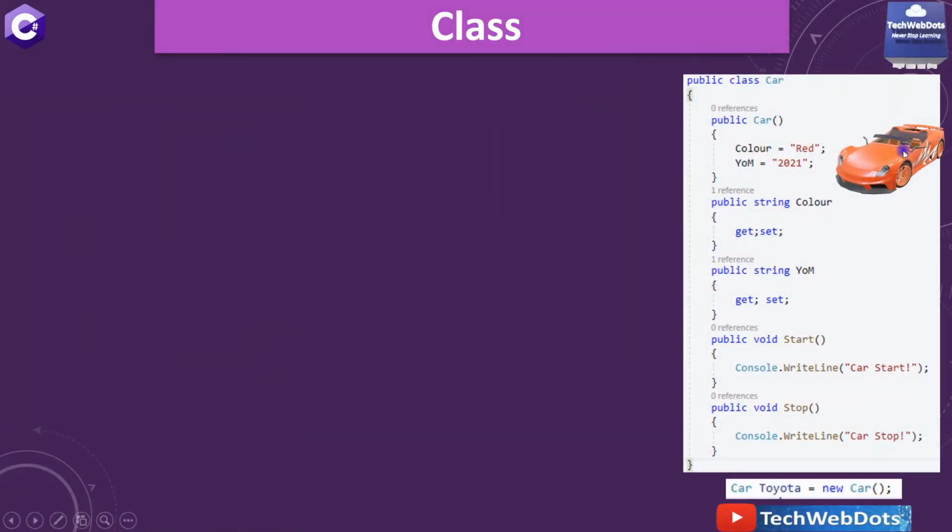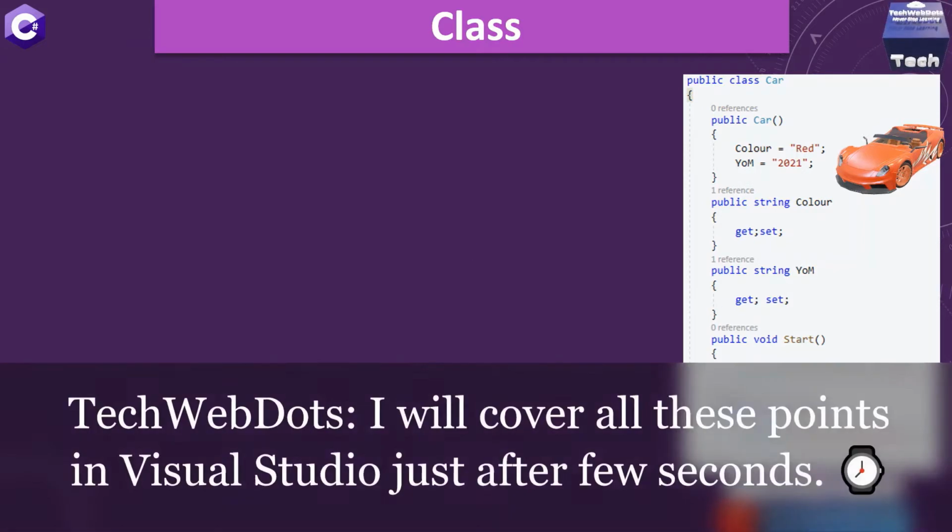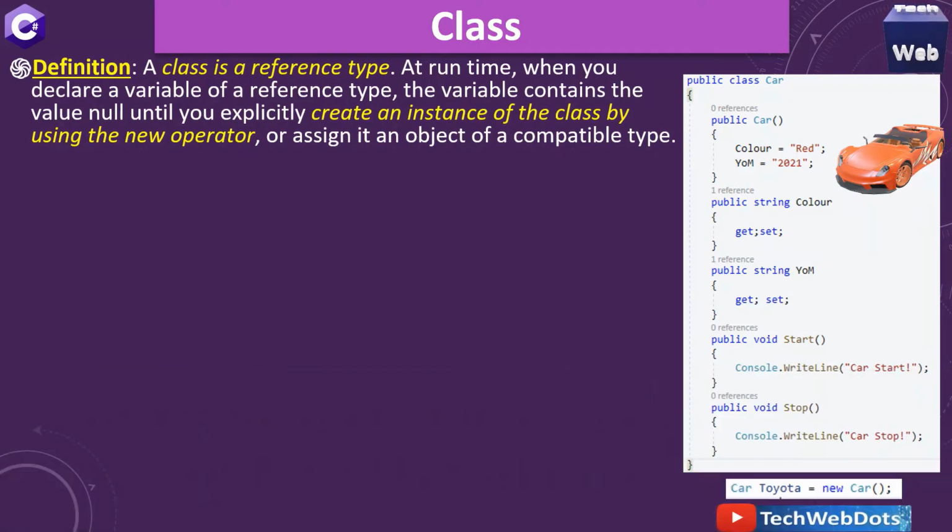Now you can see on the right hand side some piece of code, which is ultimately a class that contains a constructor. It contains two properties, color and year of manufacturing, and it contains two methods, start and stop, that I showed you earlier. At the bottom we are creating a new instance of this class, because I believe the practical way is the best way to understand anything, but definitely there are some important points that you should not miss.